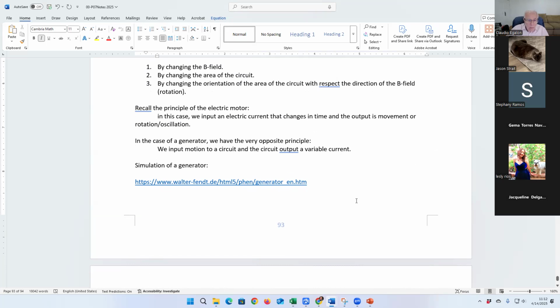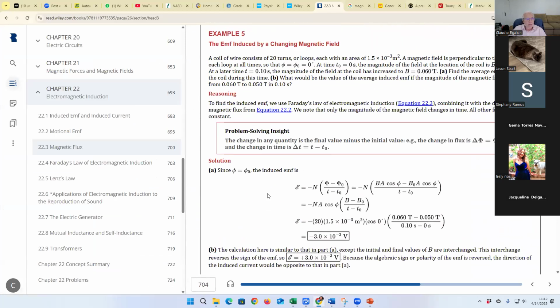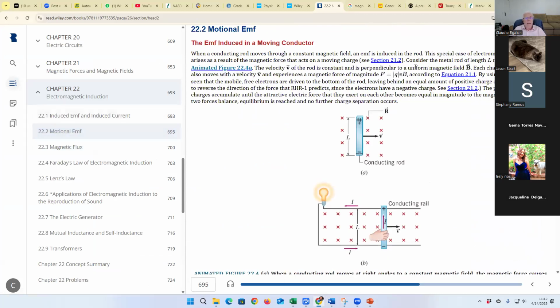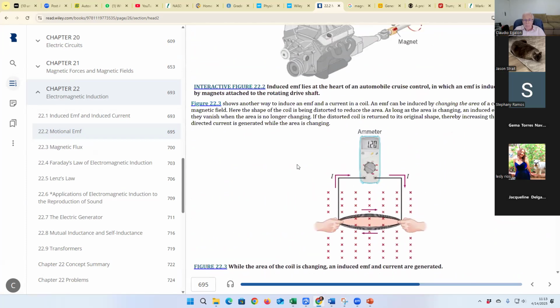And what I want to do is some examples in the book, right? There is that situation in which we have the EMF. EMF stands for electromotive force. Electromotive force is just a different name for the voltage generated by the electromagnetic induction. Okay, so here you go.